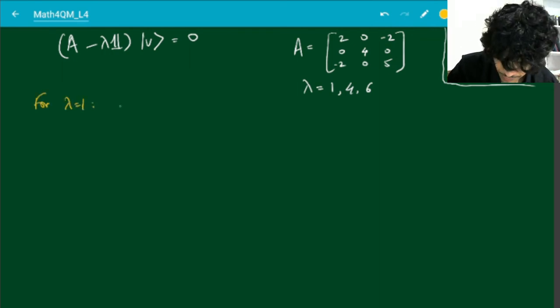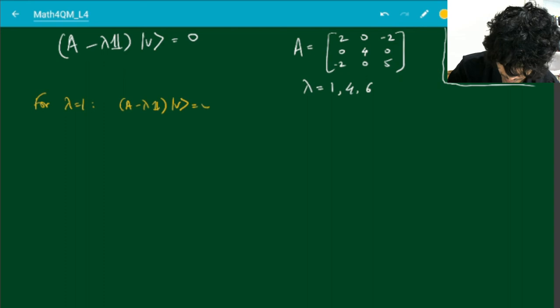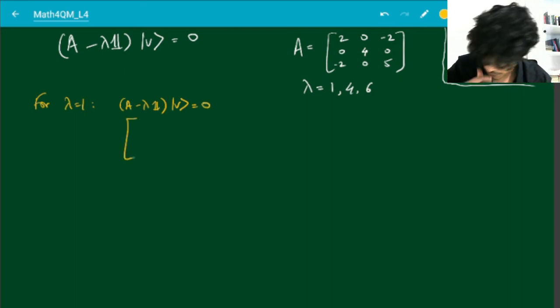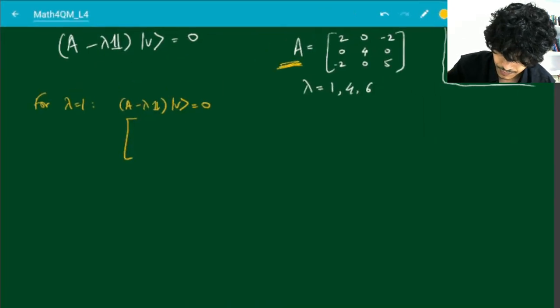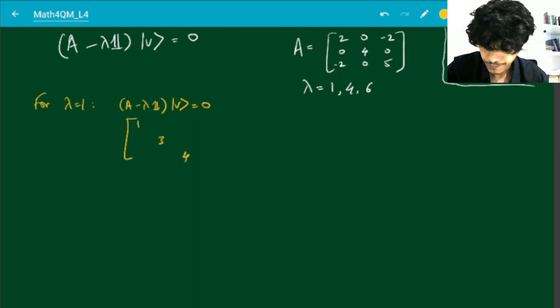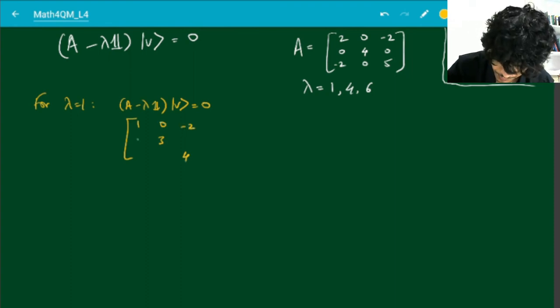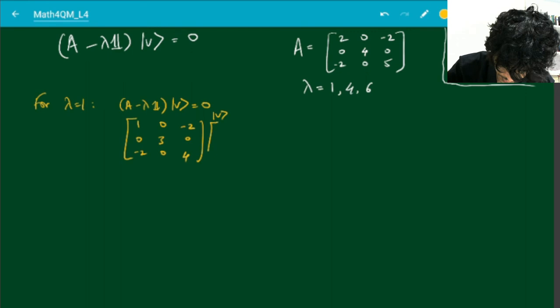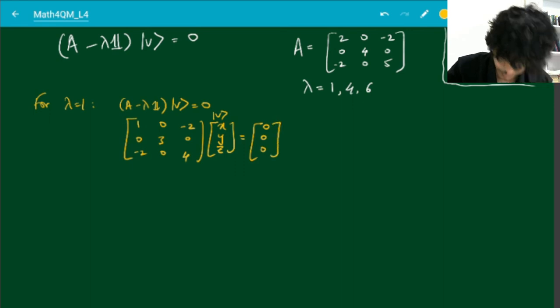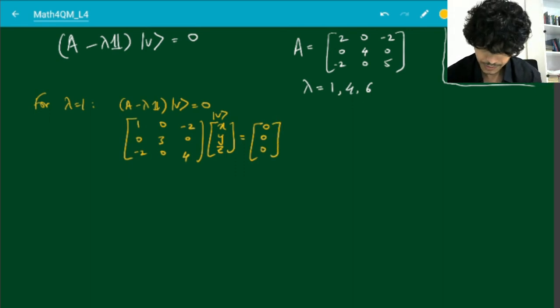For lambda equal to 1, this A minus lambda I operating on V equal to 0, I am going to write this as follows. From this matrix A, let us subtract 1 from all the diagonal elements. So 2 becomes 1, 4 becomes 3, 5 becomes 4. I've taken 1 out from all the diagonal elements. Everything else remains same. Operating on V. So I'll refer to this vector V as x, y, z. And this has to be 0. So now we want to solve this equation.